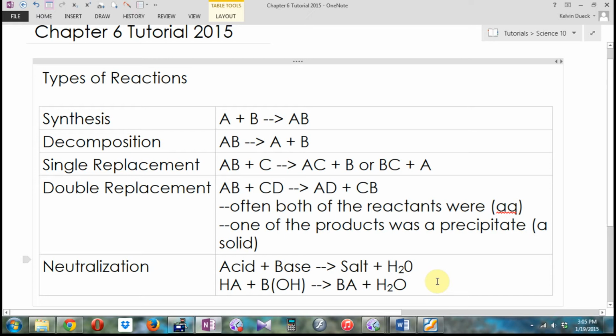This is technically a double replacement because if you look, they change partners, sort of, but not quite, but sort of.